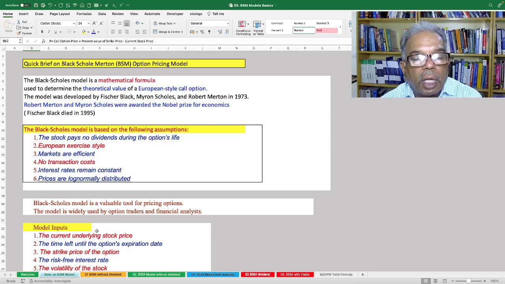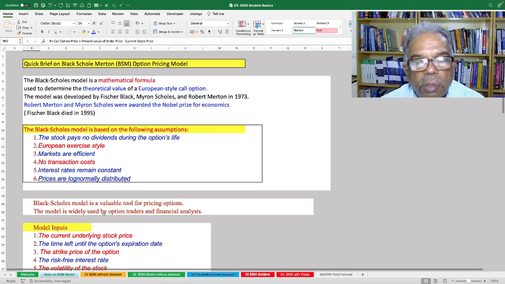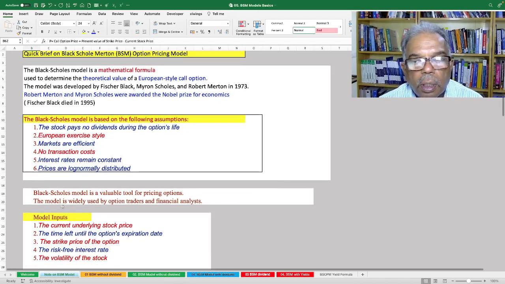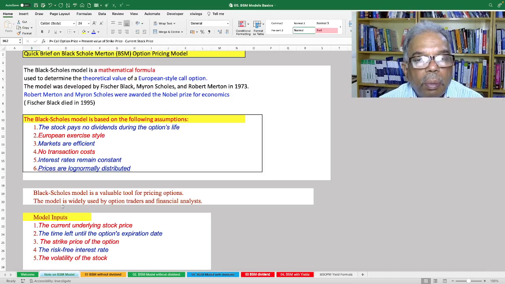What are the basic assumptions of the model? The assumptions are: stock-based, no dividend. It is a European exercise style. Markets are efficient, no transaction cost. The interest rate remains constant on a continuous compounding basis. And the returns are log normally distributed. The Black-Scholes option pricing model is a very important and valuable tool. The model is used widely by many option traders as well as financial analysts.